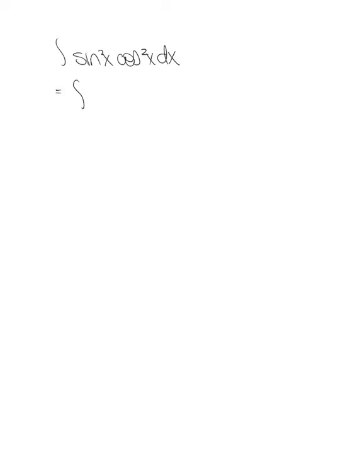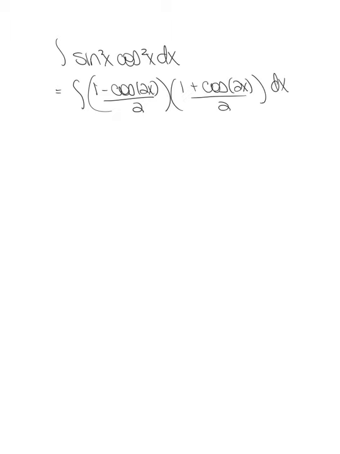The double angle formulas say that the sine squared of x will be equal to 1 minus the cosine of 2x over 2, and the cosine squared of x is going to be 1 plus the cosine of 2x over 2. Okay, now when I look at this, you have several ways you can do this. I'd like to pull out the numbers. There is a 1/2 associated with the first one, and there's a 1/2 associated with this as well. So I'm going to rewrite this as 1/4 times the integral of 1 minus the cosine of 2x times 1 plus the cosine of 2x.